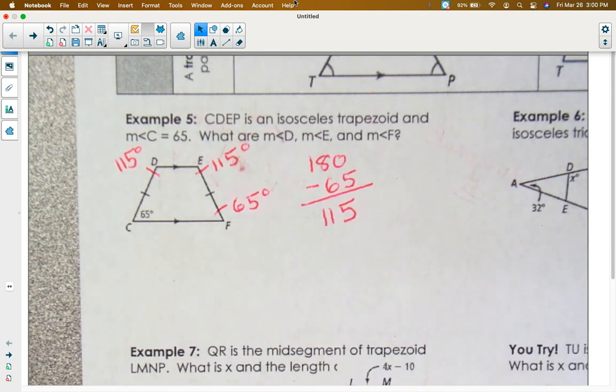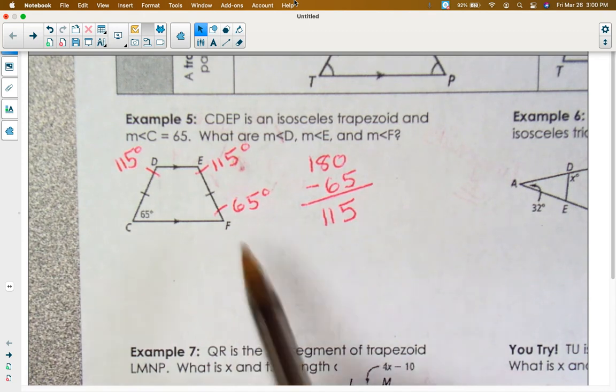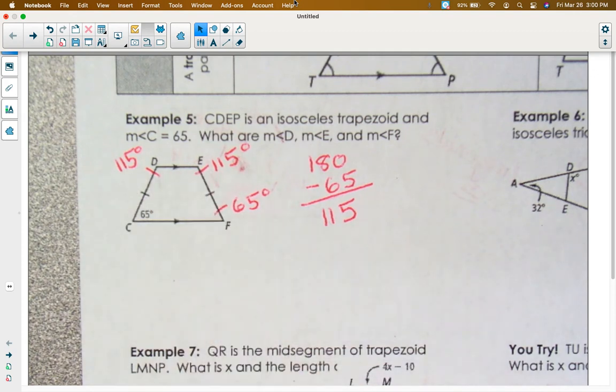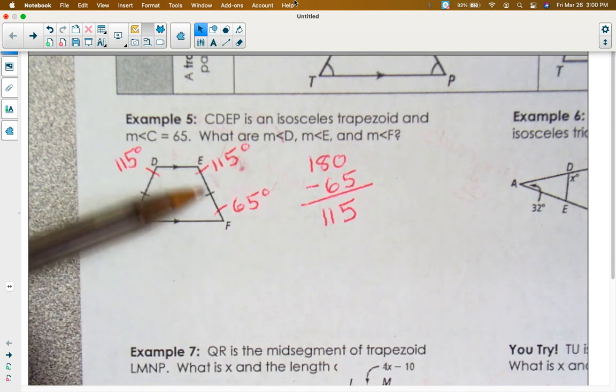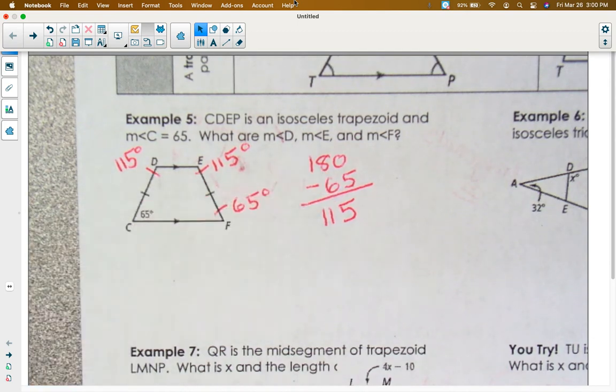So there we have it. Measure of angle D is 115. The measure of angle E is 115. And the measure of angle F is 65. I know if you add all four of these up, it'll give you 360, so you could have gone that route. But I also know that these two are supplementary and these two are supplementary, which is why I did the 180.